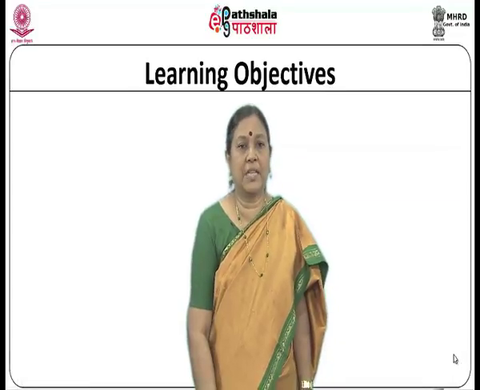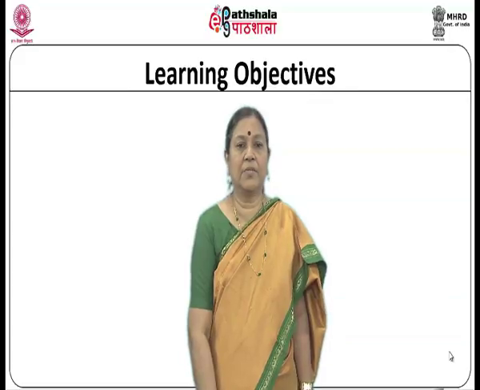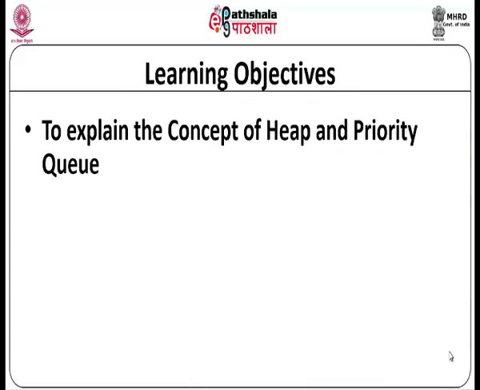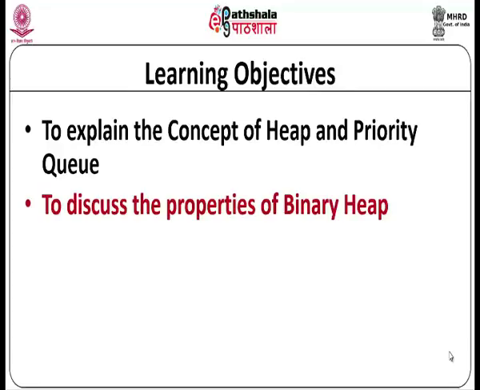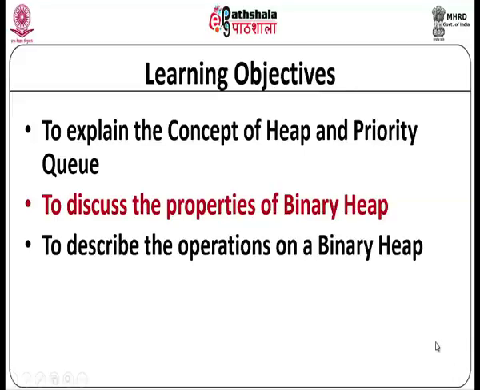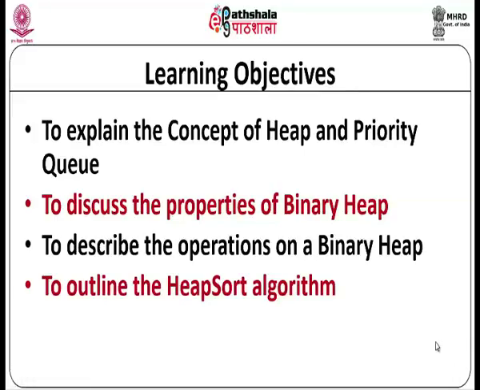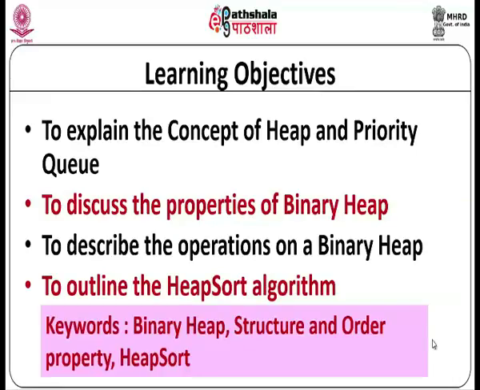In this module we are going to talk about a very important application of queue, or a type of queue, which is called priority queue. So, what are the learning objectives of this module? The learning objectives are to explain the concept of heap and priority queue. They come hand in hand actually. To discuss the properties of binary heap, what is a binary heap? To describe the operations on binary heap and to outline the heap sort algorithm. The keywords here are binary heap, structure, order property and heap sort. So, let us go into the objectives one by one.